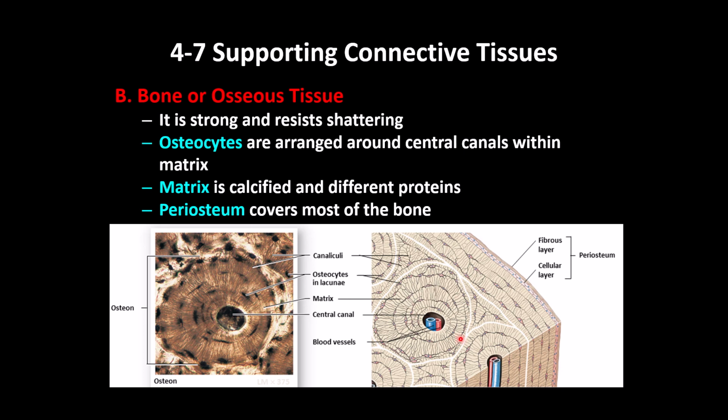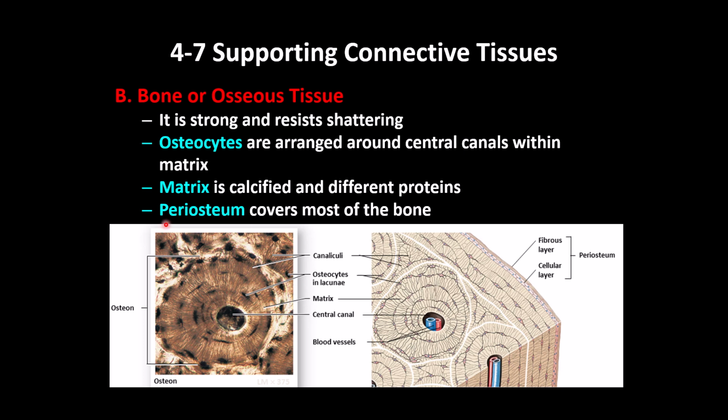I'll come back to this in chapter 6 in more detail. You don't need to know all the details. In between the cells, this is the matrix of this area. This matrix is calcified here, totally calcified. It means that there's a lot of calcium precipitated. That's why it is very, very strong.